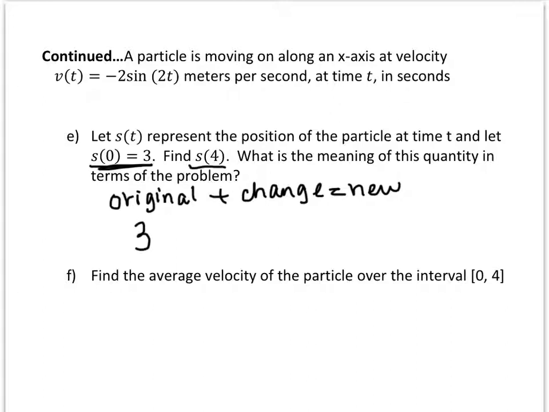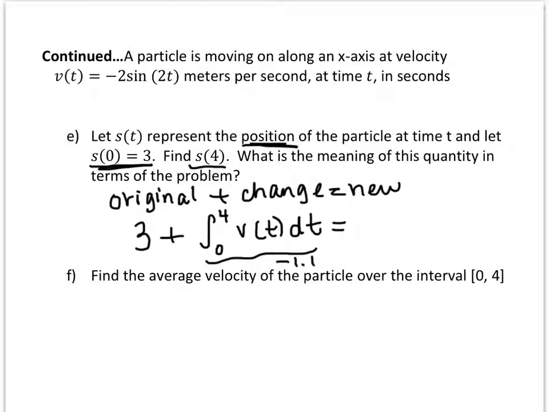So originally I was at position 3. I moved over that time interval, and notice that I'm just doing the integral, not the absolute value, because this question is about position, not about distance traveled. I know the answer to this from the work I just did. It was negative 1.145, I think. So 3 minus 1.145 gives me, I am now at 1.885 units, and I'm actually right of where I started.